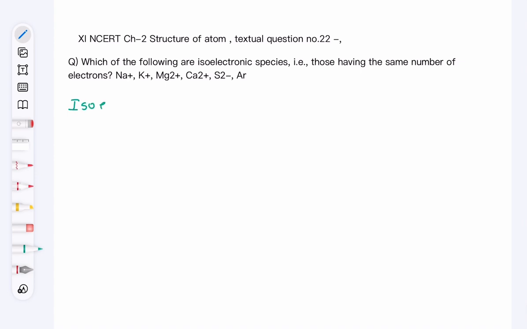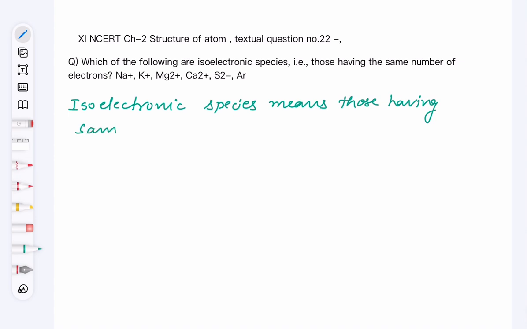Isoelectronic species means those having the same number of electrons. It is no doubt given to you in the question, but still you are supposed to understand the meaning. Maybe this particular part, that those having the same number of electrons, is not given in the question. Hence, you should know the meaning of isoelectronic species.